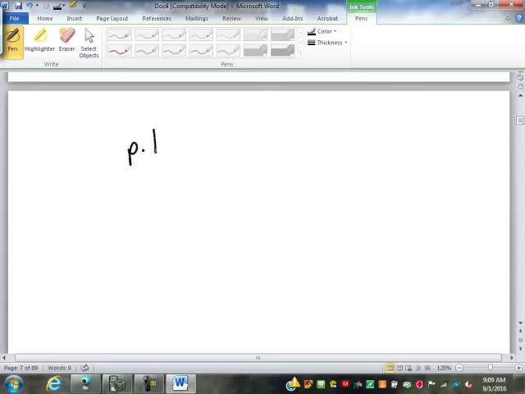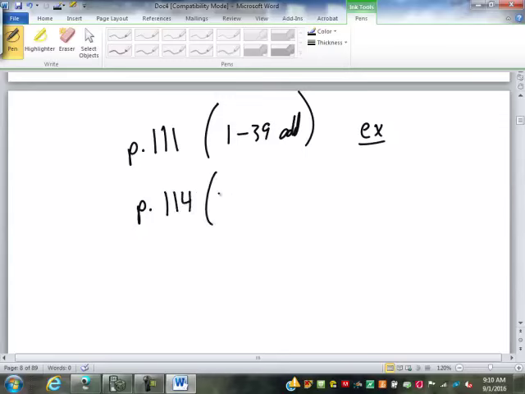So in your book, on page 111, problems 1 through 39, the odds, look at adding and subtracting with our integers. Page 111. And you have to look, on those pages, there are some actual example problems given earlier. You have to do the ones that are labeled exercises. I think that's like exercise 14.1 or 14.2 or something like that. I don't remember what chapter. Then on page 114, 1 through 35, the odds. Have some more. And again, look for the exercises, not the example problems.